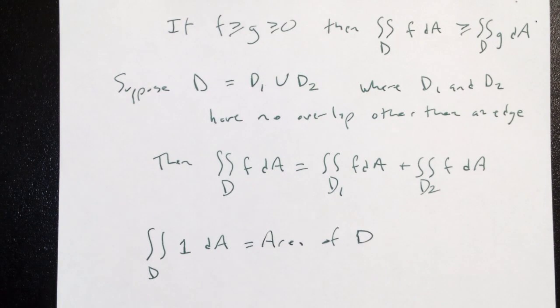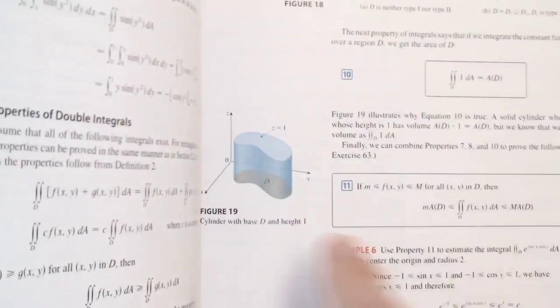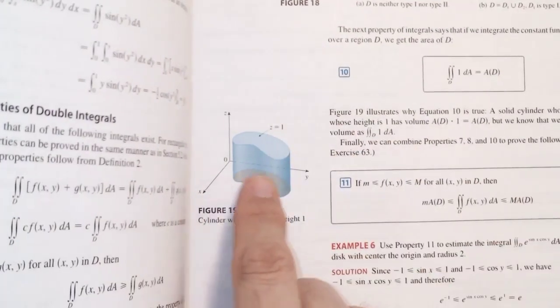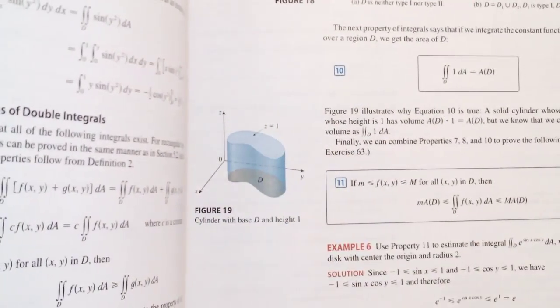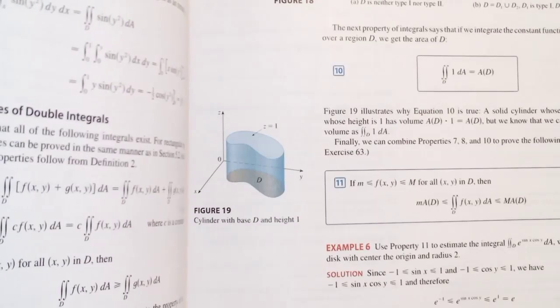As a matter of fact, we can think of this idea as bounding by slabs. By the way, this picture appears on page 1007. Something whose height is 1 is a prism. And the volume of a prism is base area times height.